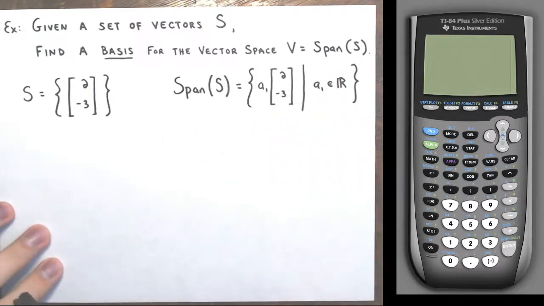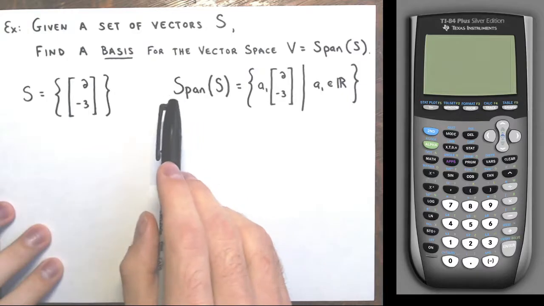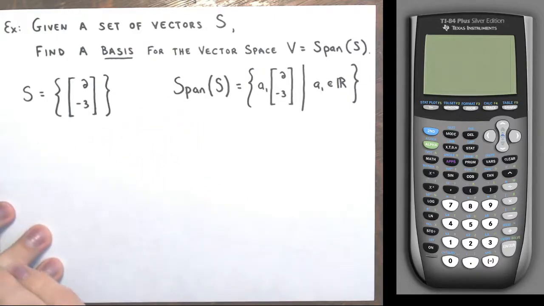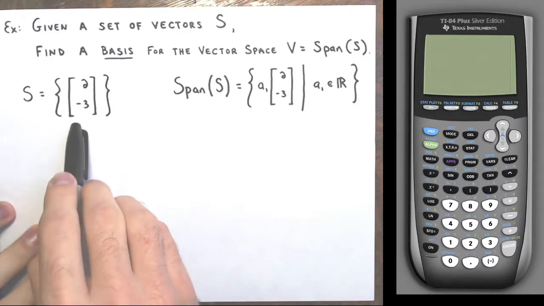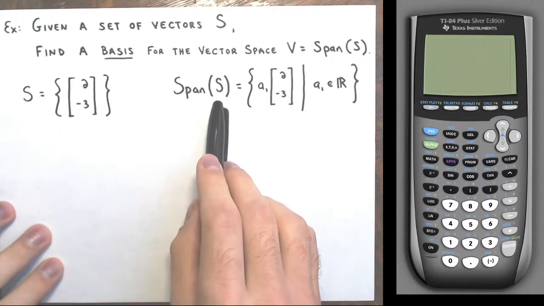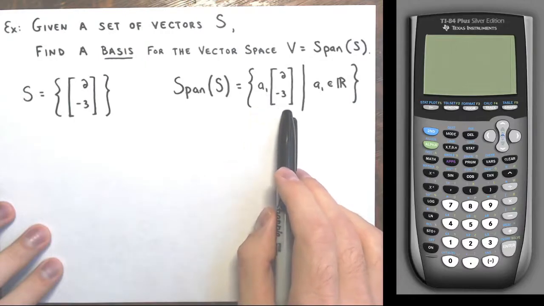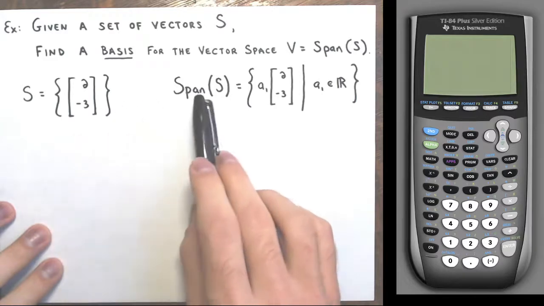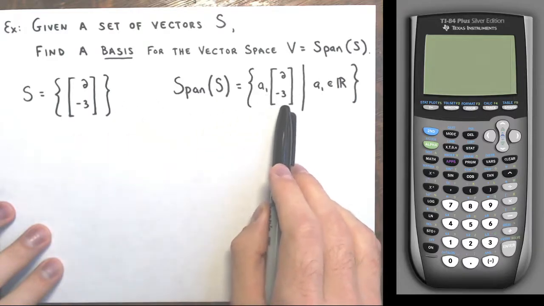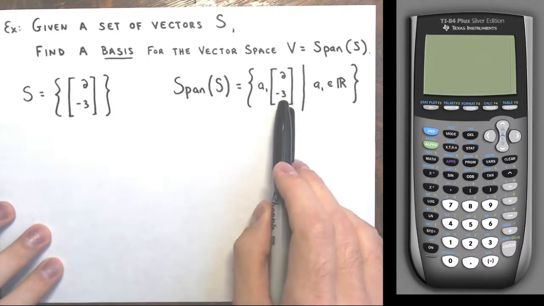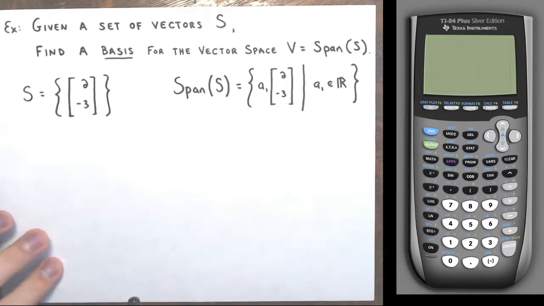So my first example, I'm in R2, so all the vectors here are going to have two components. S equals just a set with one vector, (2, -3). And the span of S is the set of all linear combinations of (2, -3), but since it's only one vector, we'll call that a scalar multiple of (2, -3). So the span of this set is the set of all scalar multiples of (2, -3). So (0, 0) would be in this, (2, -3) would be in this, (4, -6), (10, -15), any scalar multiple of (2, -3) will be in this vector space, the span of S.